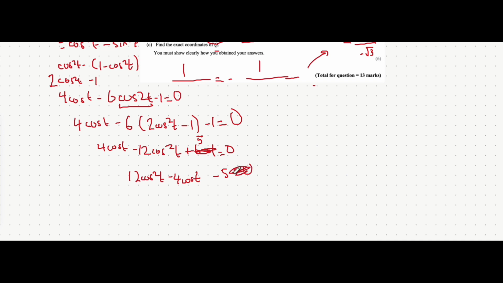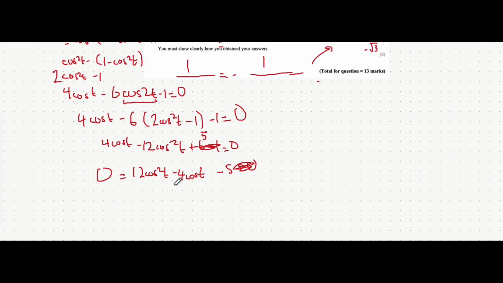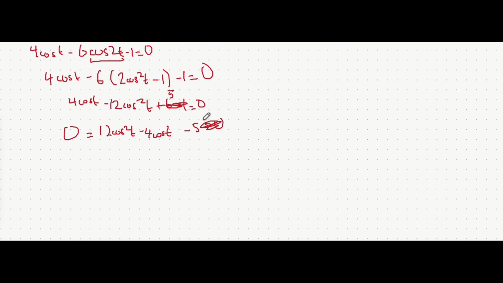So in that case, it's this side that equals 0, just in case you guys are confused by that. And then we factorize here. What you should get when you factorize is t equals 2 pi over 3, because we know for sure that's one of the points where the normal meets the curve. This normal meets this curve. But the other value of t is what we're looking for.